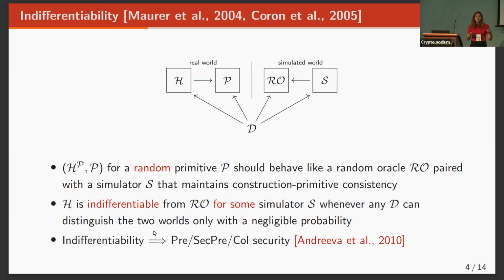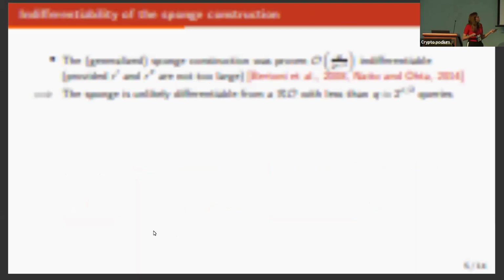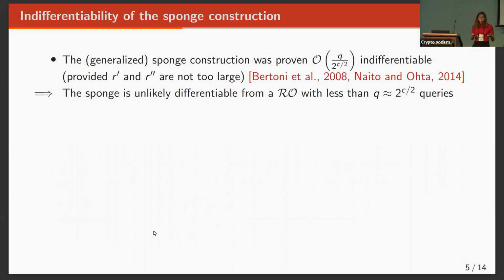It has been shown that indifferentiability implies security guarantees regarding any generic attack on the hash construction. So in particular, it implies preimage, second preimage, and collision security. Now, going back to the sponge construction, it has been proven to be indifferentiable with a bound of the form Q over 2 to the C over 2, where Q denotes the number of queries. In fact, for the plain sponge construction, the bound is slightly better because this is the square of it.